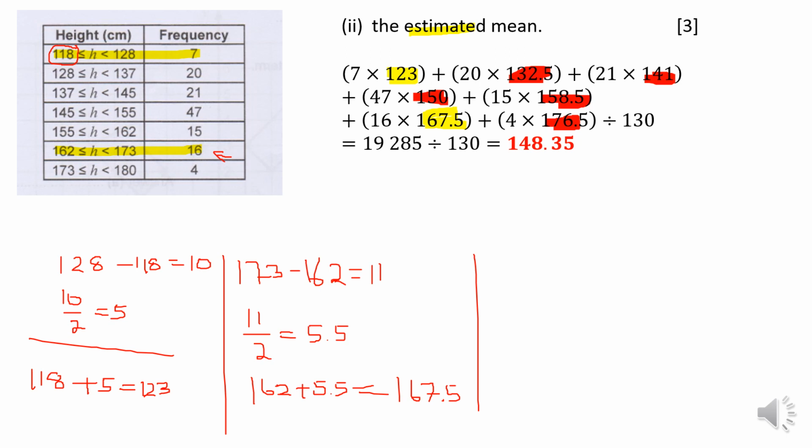And you multiply by the frequency, you sum them up, and then you divide throughout by the total number of learners, the total frequency, and this gives us a height of 148.35. So that tells us that in this school, the learners have a height of approximately 1.5 meters. Okay, so this is in centimeters, and then you give that answer. That is how that particular question is done.